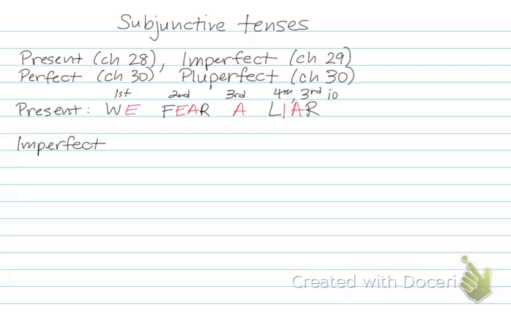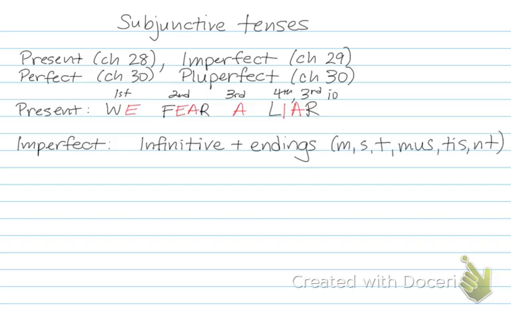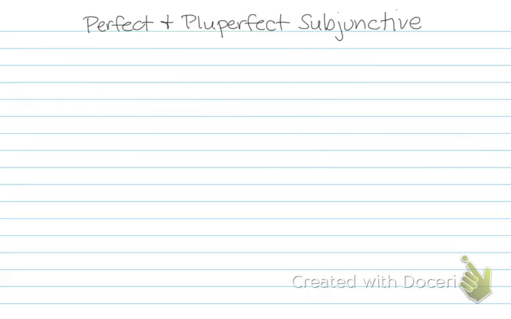For the imperfect tense, you took what looks to be the infinitive and then you add the endings. For active, that's m, s, t, mus, tis, nt, and for passive, it's r, ris, tur, mur, mini, ntur. Now we're going to add the perfect and pluperfect.